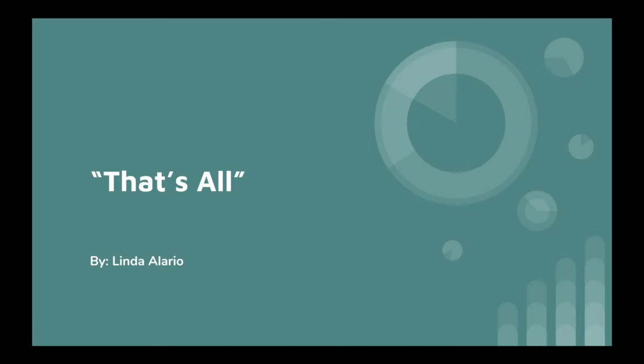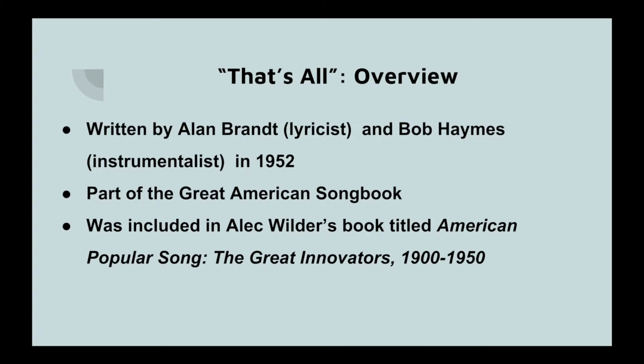That's All, an overview. That's All was written by Alan Brandt and Bob Himes. It was included within the Great American Songbook. The Great American Songbook consisted of the most important and influential songs of the early 20th century. The song selection mainly consisted of popular and jazz song standards.